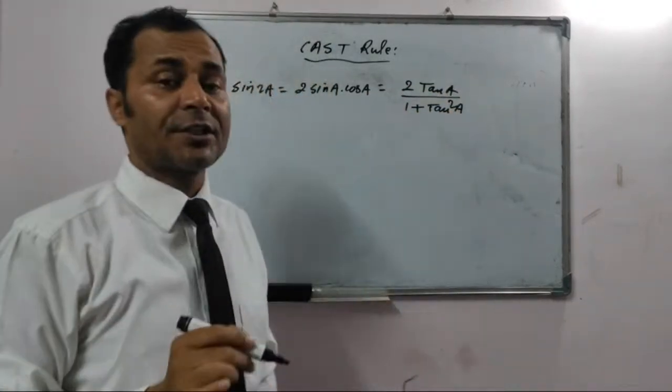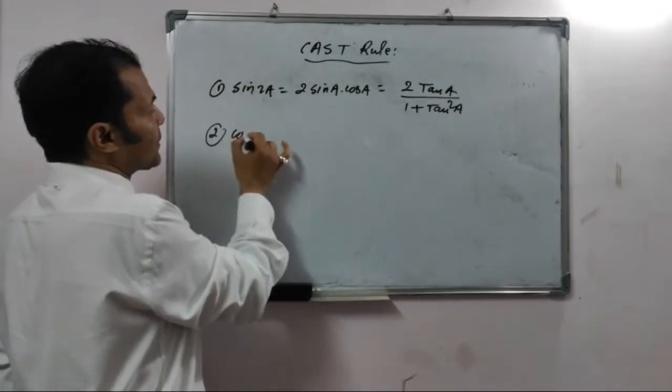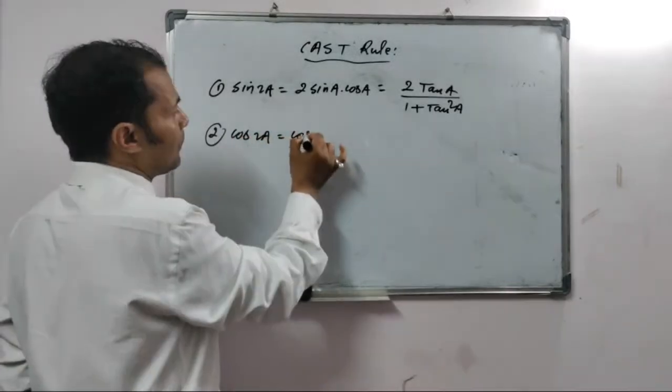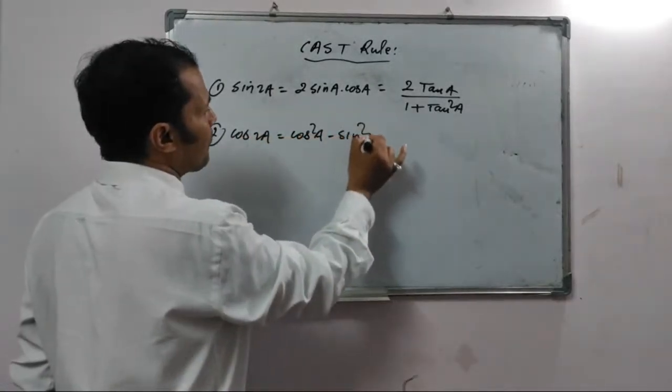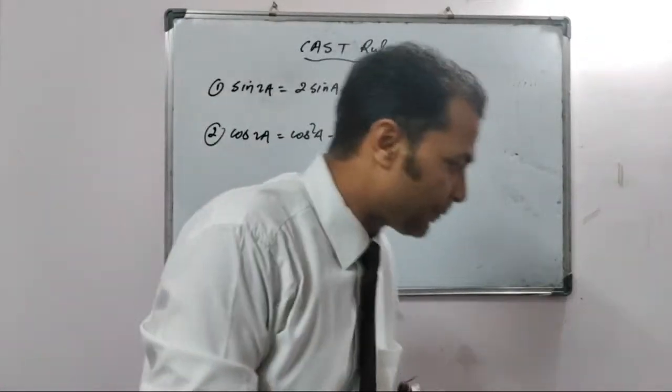These things I have already discussed in my previous video. Okay? Number 2. What is the major formula of cos 2a? Cos square a minus sin square a. Cos square a minus sin square a.